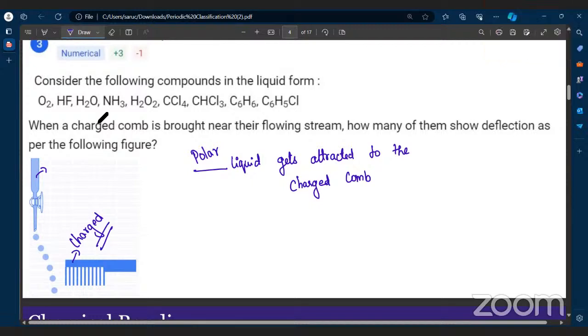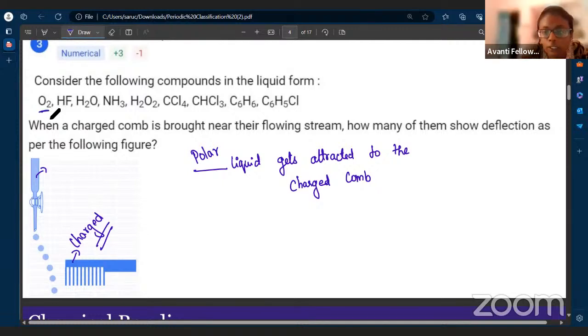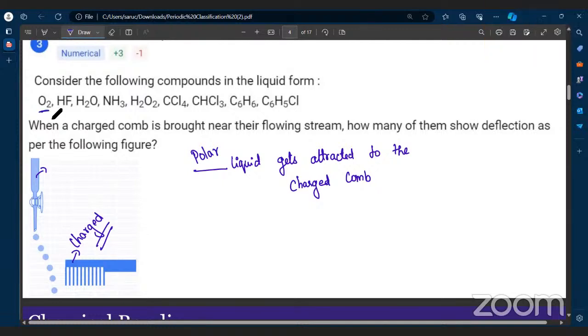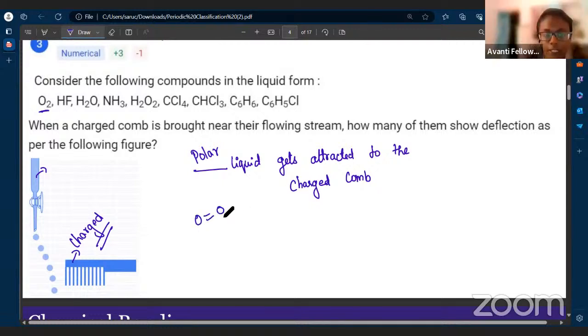Okay. So is O2 a polar compound? No, because we know that both have the same electronegativity. Yes, Rohit, you are right. So both have the same electronegativity. Therefore this one will not be a polar one. Here the dipole moment is going to be 0.